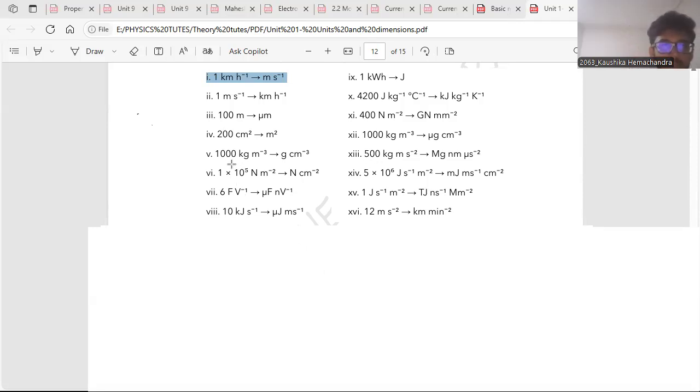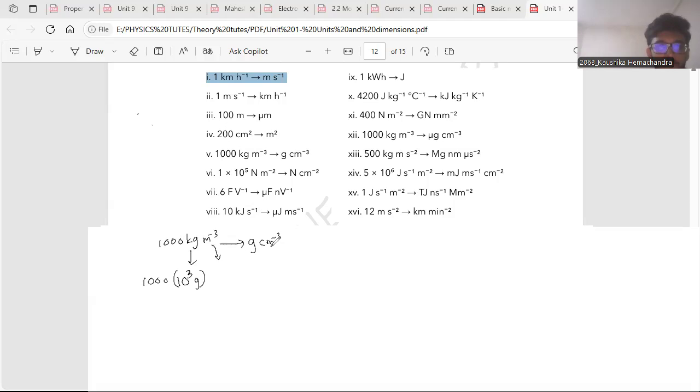So the fifth one. I asked you to do the fifth. So 1000 kilograms per cubic meter going into grams per cubic centimeter, right? So 1000 kilograms to grams. Kilograms to grams, there will be lots more grams in kilograms, right? Yeah. 10 to the power 3 grams is 1 kilogram.